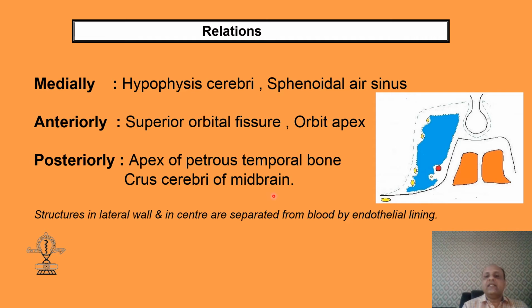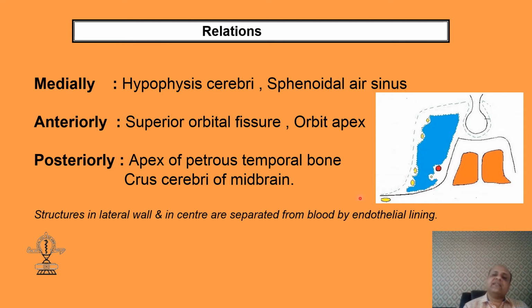Now students, the structures in the lateral wall. So what are the structures in the lateral wall? You see these yellow structures? They are nerves in the lateral wall of the sinus. So the structures in the lateral wall of the sinus and structures in the center. Now these two are the structures in the center. They are separated from the blood in the sinus, the blue one is the cavernous sinus, by the endothelial lining. You see the dots here? They are representing the endothelial lining of the cavernous sinus.